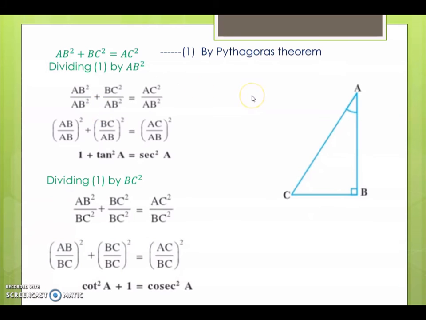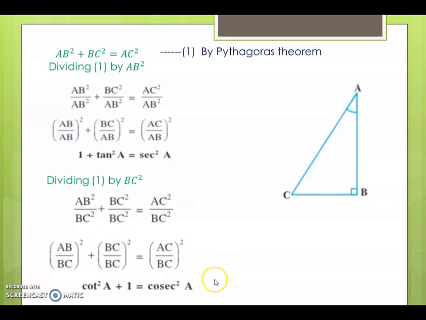Next we will prove 1 plus tan square A is equal to sec square A. For that again, first we will apply Pythagoras theorem in a right angle triangle ABC. So you will get AB square plus BC square is equal to AC square. Now here we are dividing throughout by AB square. So when we divide throughout by AB square, we will get AB square by AB square plus BC square by AB square is equal to AC square by AB square. Now BC by AB is tan A. So just substitute: 1 plus tan square A is equal to, AC by AB is sec A, sec square A. So you will get the second identity.